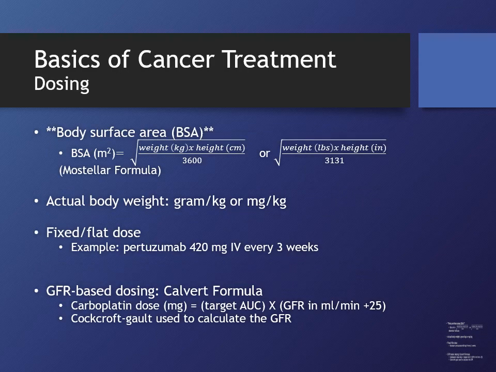The majority of the conventional chemotherapy agents are dosed based on body surface area and take into account both height and weight. Some therapies are weight-based. Targeted therapies tend to be fixed dose. And for carboplatin specifically, the dose is calculated based on the patient's renal clearance to prevent toxicity. The Calvert formula is commonly used to calculate carboplatin dosing.